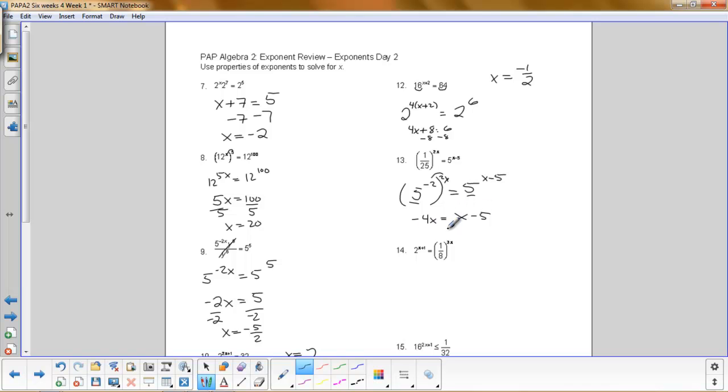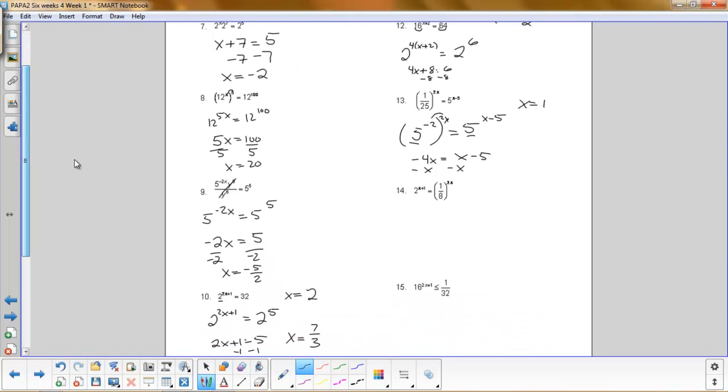So I'm going to subtract my x here to get negative 5x equals negative 5. Divide out my 5's, and x equals 1. Let's practice that fraction again. Think about what it takes to turn this whole number into a fraction.